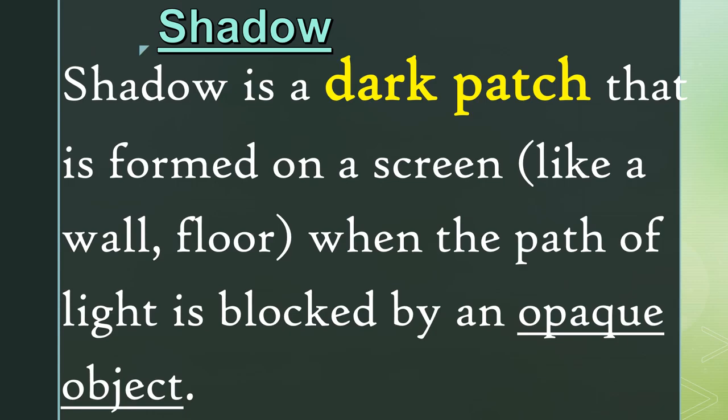However, regarding opaque objects, we are already aware from our previous videos that these are the objects which do not allow the light to pass through them. Or we can say these are the objects which block the passage of light completely.